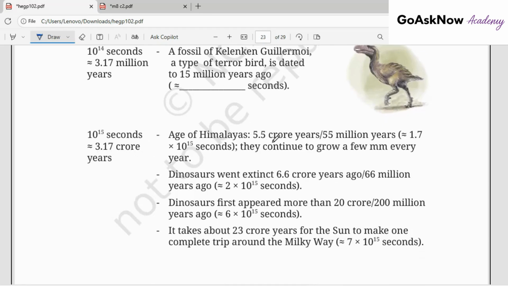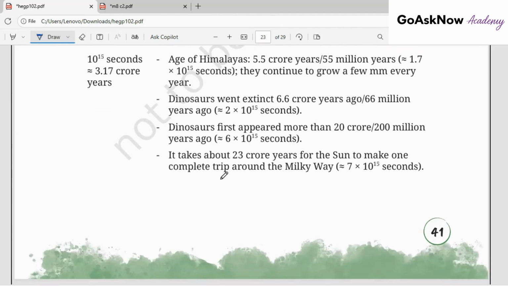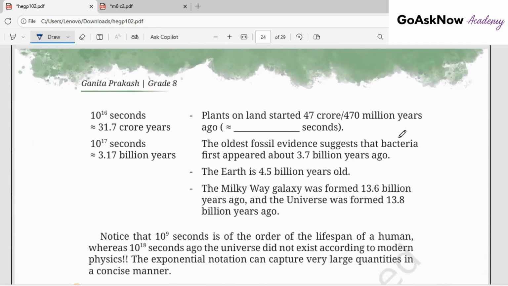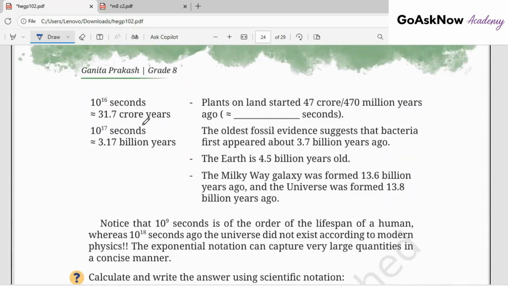The age of the Himalayas. The dinosaurs went extinct 6.6 crore years ago. Dinosaurs first appeared more than 20 crore years ago. It takes 23 crore years for the sun to make one complete trip around the Milky Way, 7 into 10 power 15 seconds. Next, 10 power 16 seconds is equal to 31.7 crore years.